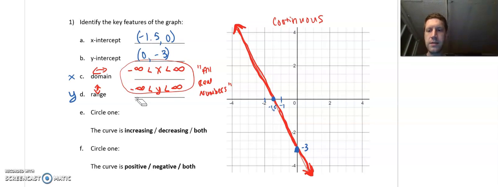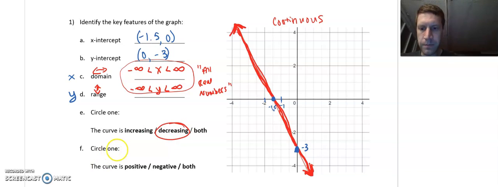All right. So for the next one, increasing or decreasing, we want to read this graph from left to right, like we would read a book. Basically, are you going uphill or downhill? So as I go from left to right, ignore this arrow. That does not mean we are traveling in that direction. That just means the line is extending, okay? From left to right, clearly I'm going downhill. This is a decreasing graph.